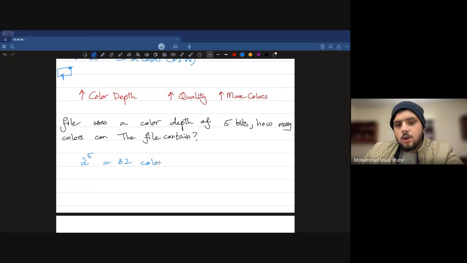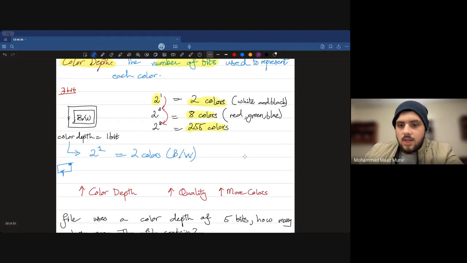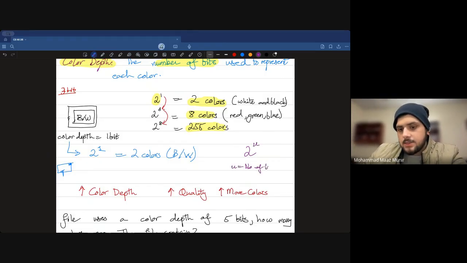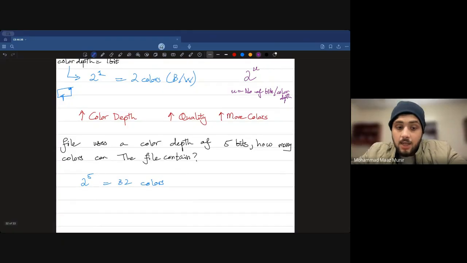So you should be aware of this. And even though I'll write the formula here for you, the formula is 2 raised to power x, where x is equal to the number of bits, or I can say color depth, whichever suits you. So if ever in an exam they give you a question asking how many colors a file might contain, you should look for the color depth, because the formula is just going to be 2 raised to power whatever that value is.